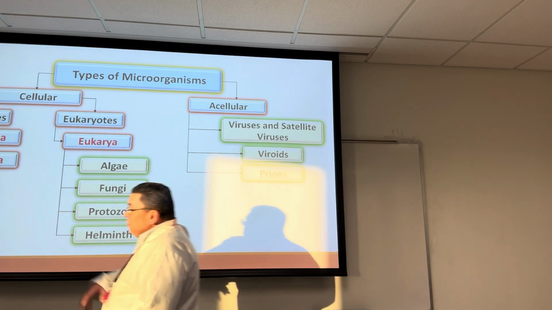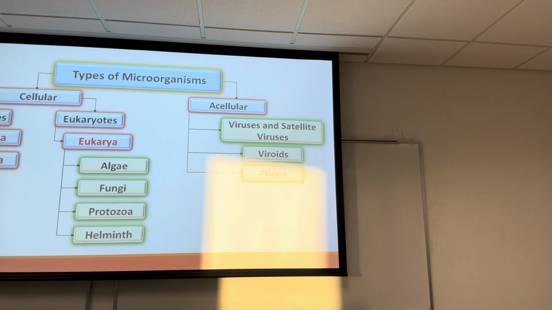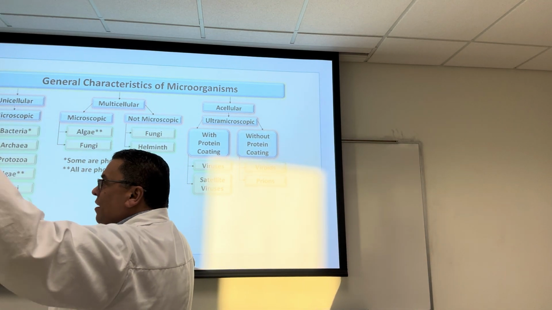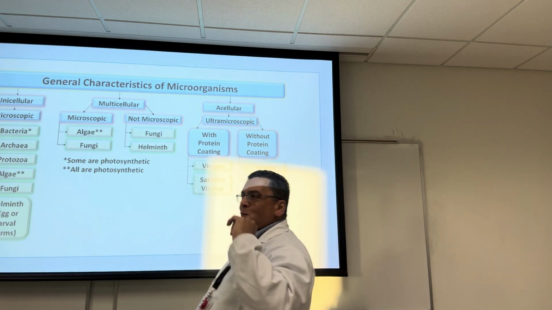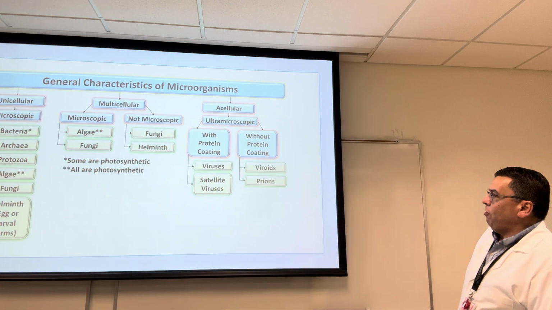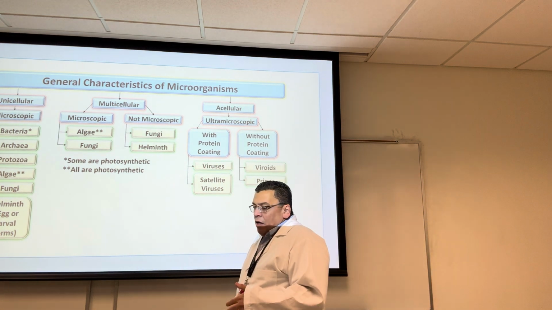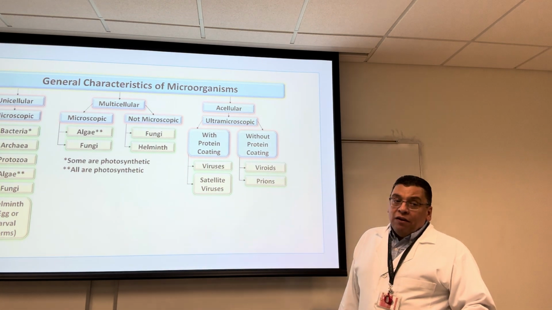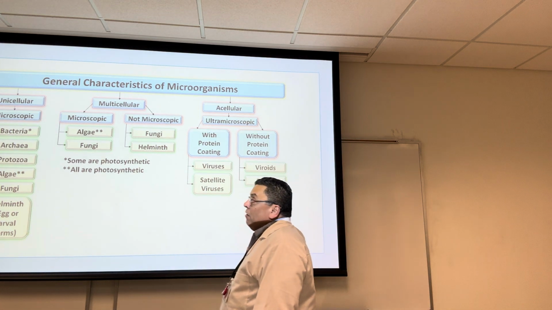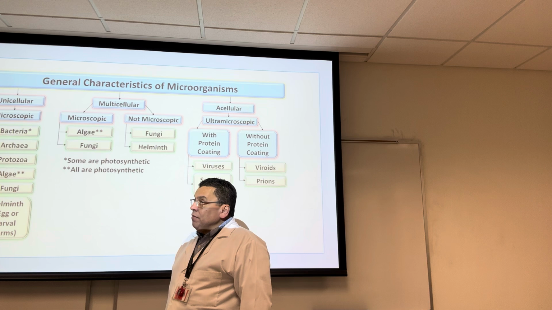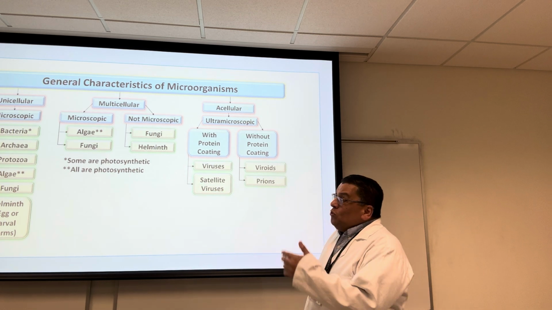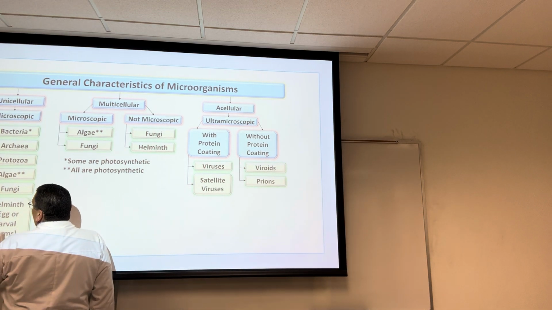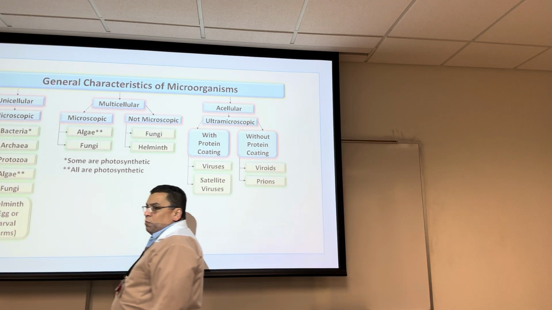Okay. So this is the breakdown of the types of microorganisms. Now, let's look at unicellular, multicellular. We said that all bacteria and archaea are unicellular. And they're also all microscopic. When it comes to the eukaryotes, things like protozoa, algae, fungi, and watch this one, helminths, these parasitic worms.